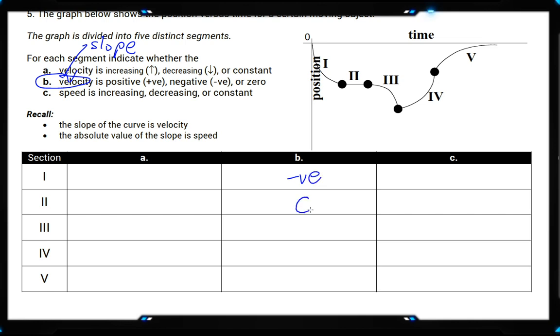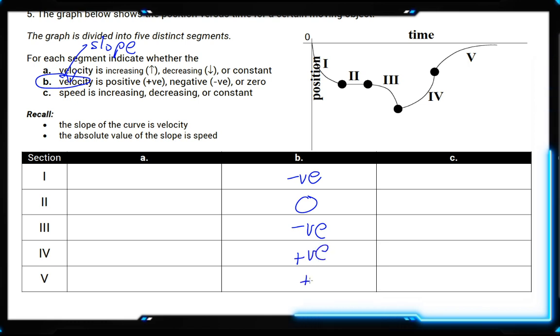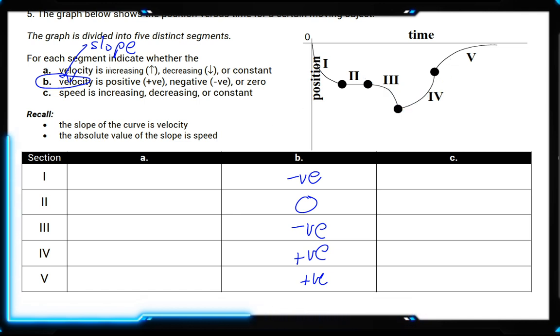Slope in 2 is 0. Slope in 3 is negative. Slope in 4 is positive. Slope in 5 is positive. Remember, we want the slope, not the value of the position, but the slope. So imagine a tangent line: negative slope, 0 slope, negative slope, positive slope, and positive slope. So there's our column B.